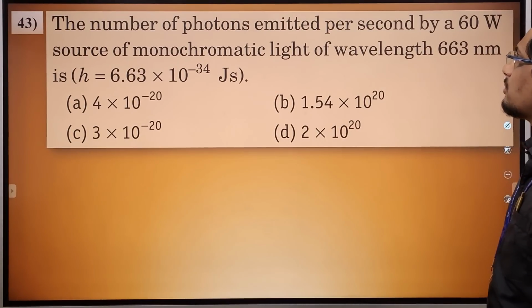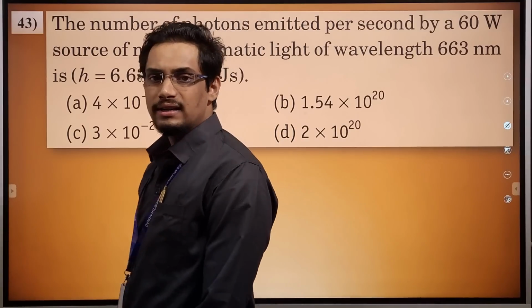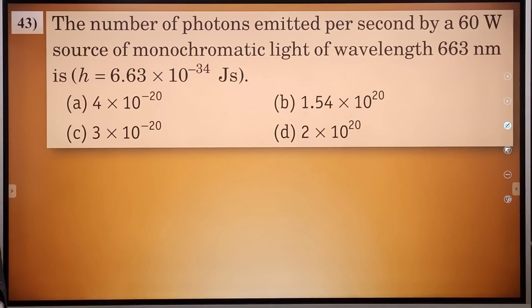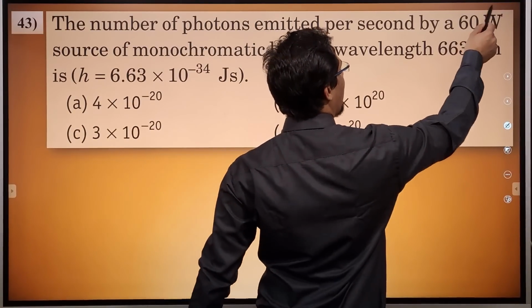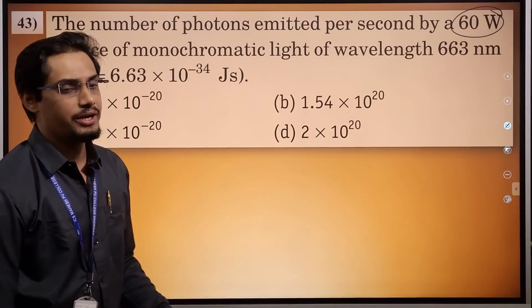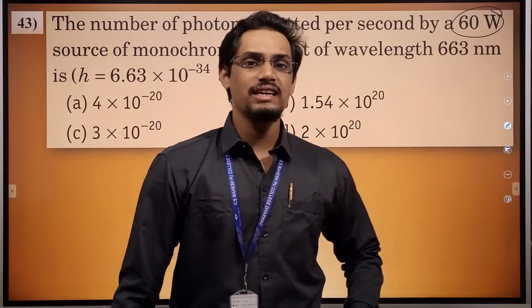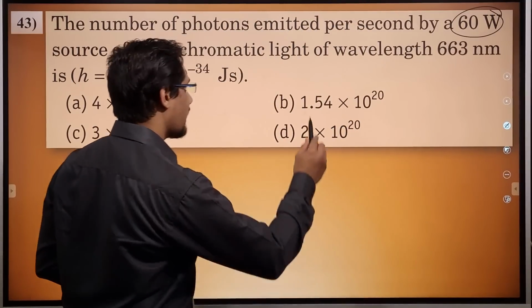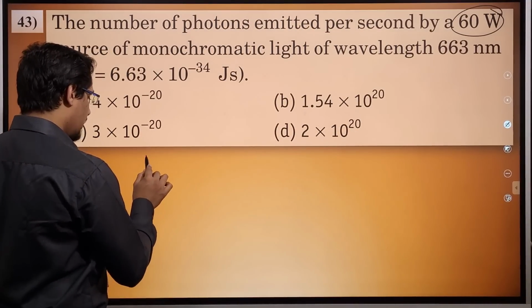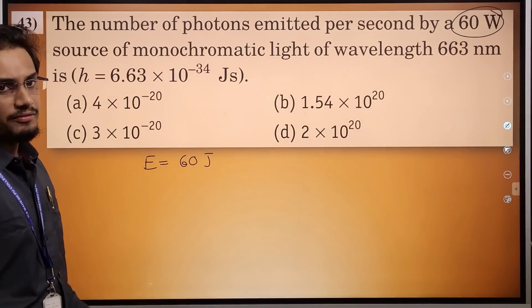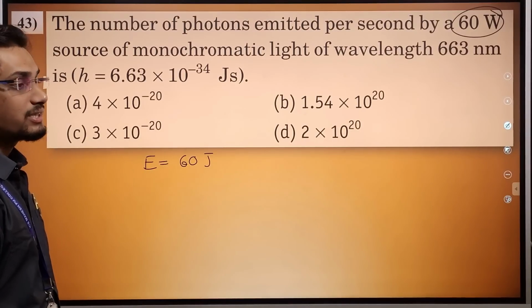Next one. The number of photons emitted per second from a source of 60 watt monochromatic light with a wavelength of 633 nanometer. What is 60 watt? 60 watts is a unit of power. 60 watts stands for 60 joules of energy emitting per second. So I can write energy E is equal to 60 joules. So total amount of energy emitting per second would be 60 joules.